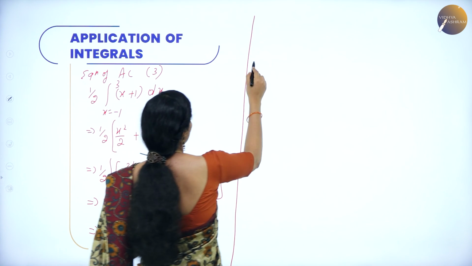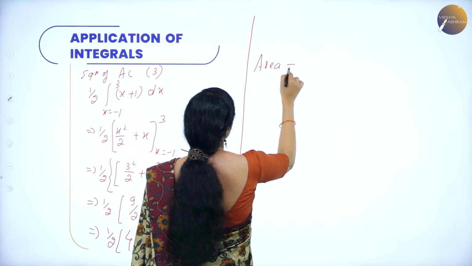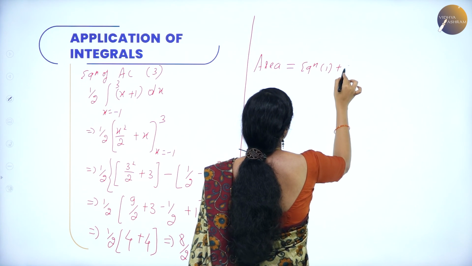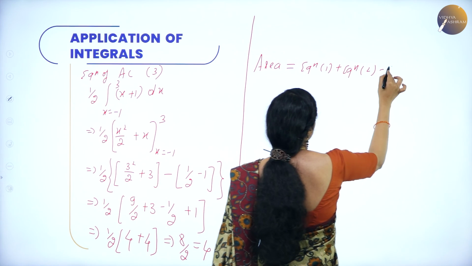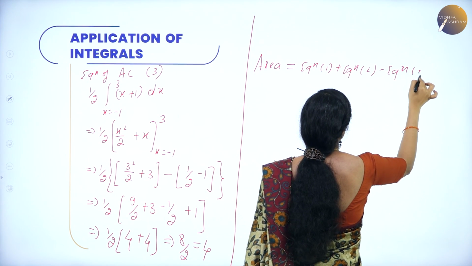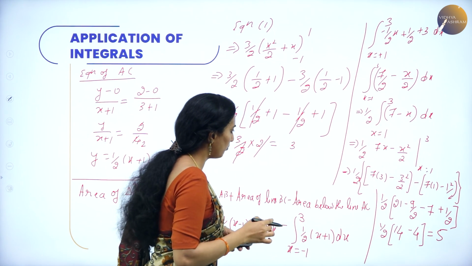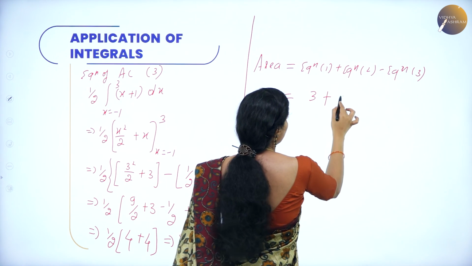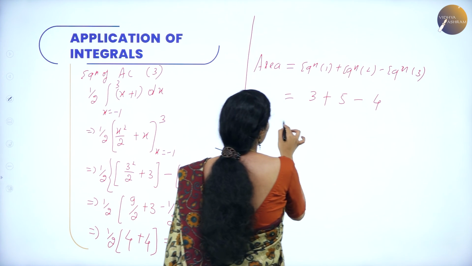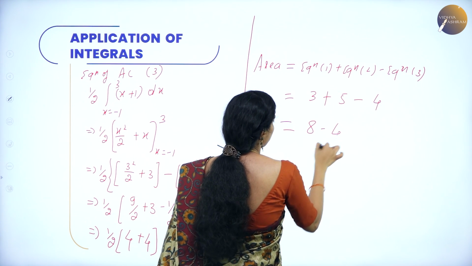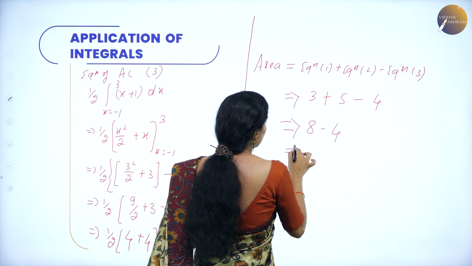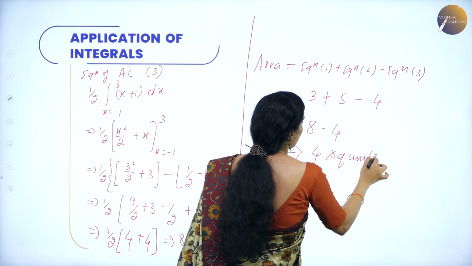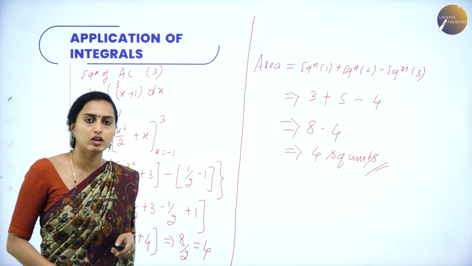Area. So area will be equal to, what is that? I am taking equation 1 plus equation 2 answer minus equation 3 answer, correct? So what is equation 1 answer? Equation 1 you are getting as 3. So 3 plus equation 2 is 5 minus equation 3 is 4. So 3 plus 5 is 8 minus 4. So the answer you are going to get is 8 minus 4, which is 4 square units. And this is your final answer for the question.